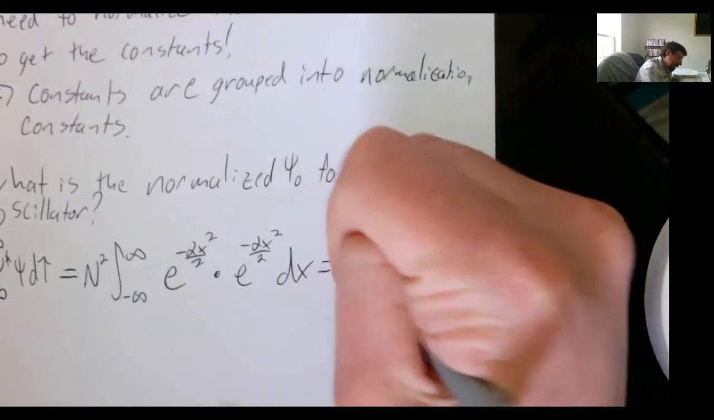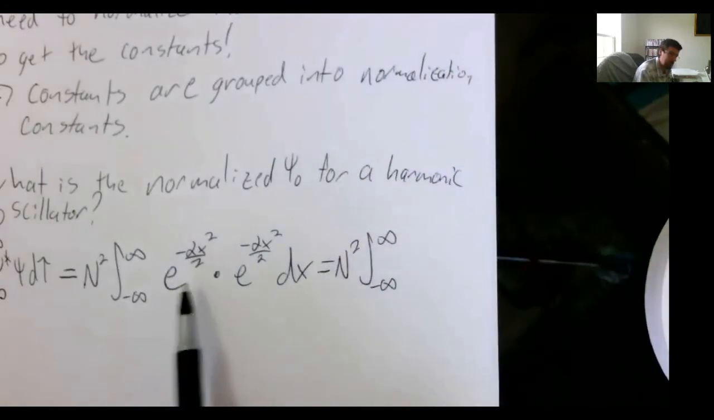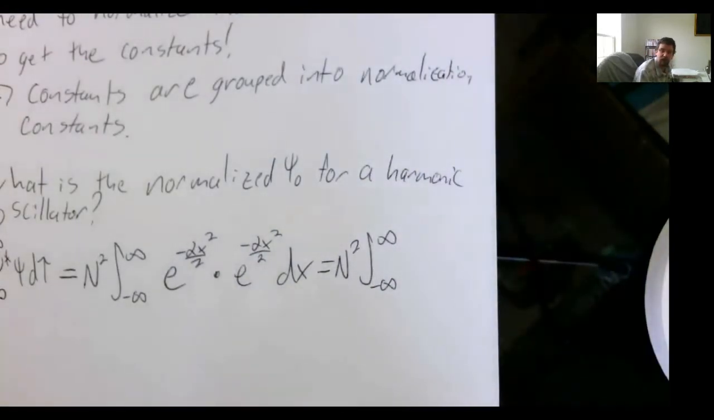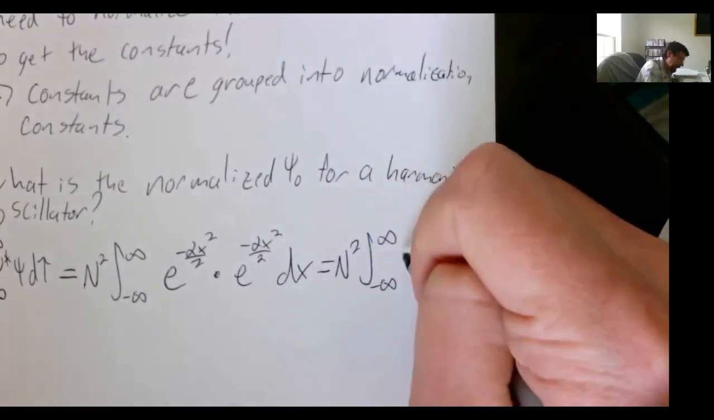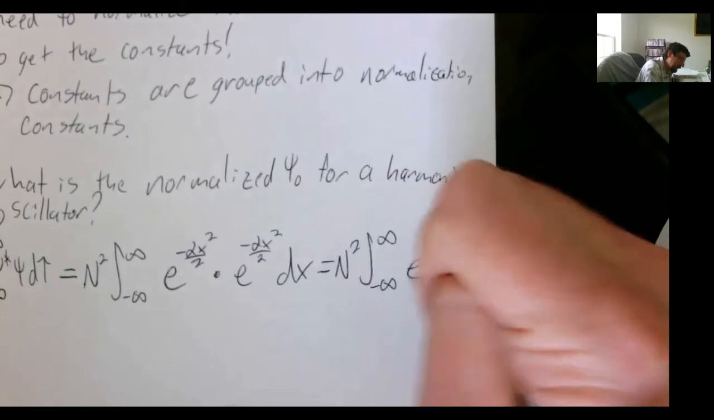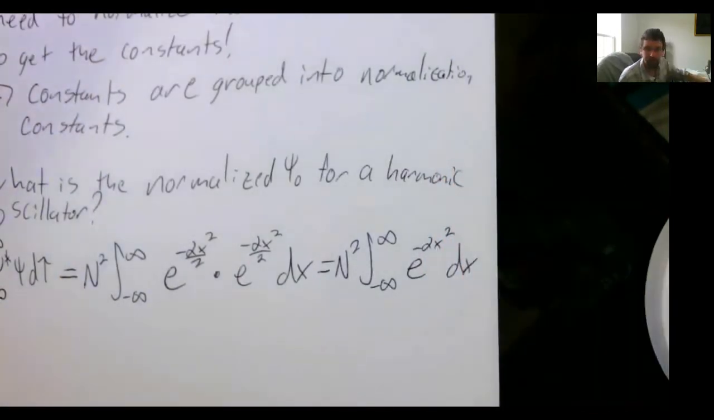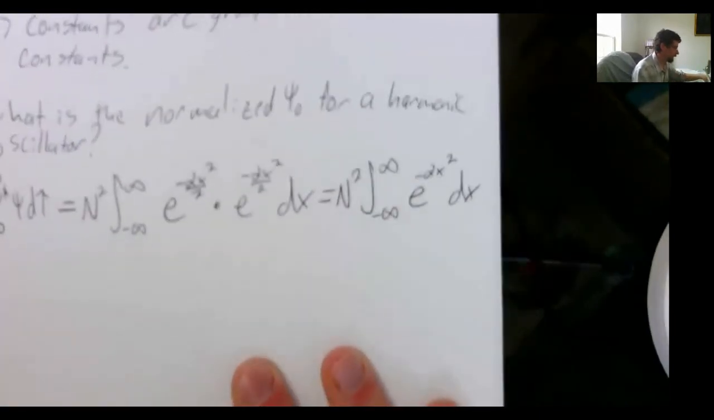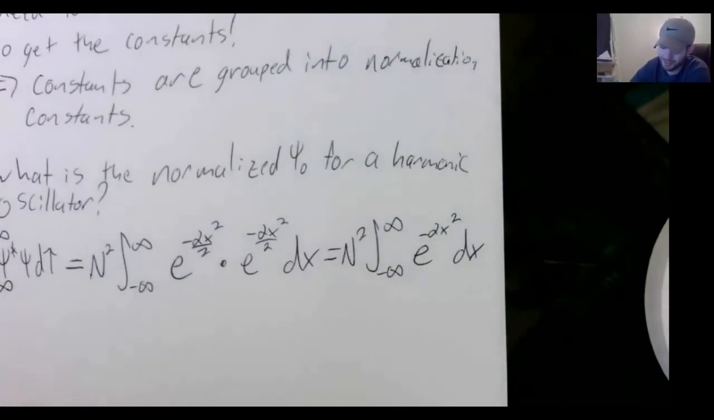So we're still going to get our n squared out front, and we still have our integration. What happens as we multiply those two things together? This becomes a 2 out front, canceling the half. Yep, the halves cancel out, so we should get e to the minus alpha x squared dx. Oh wait, that's an alpha, never mind. I thought that was a 2.